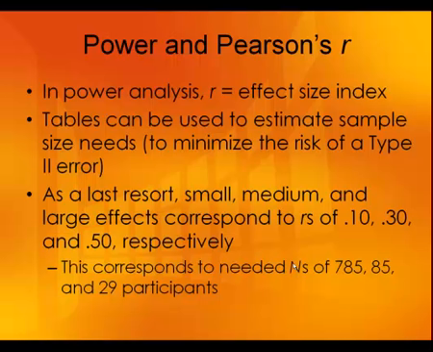So as a last resort, small, medium, and large effects correspond to R's of 0.10, 0.30, and 0.50 respectively. And again, read through your chapter in the book and refer back to this lecture, and that will make a little more sense. And this corresponds to the needed N's: you need at least 785 participants, you need at least 85 participants, or you need 29 participants.